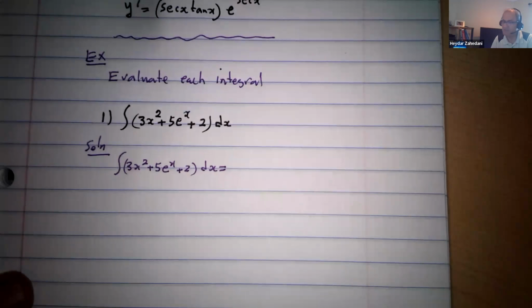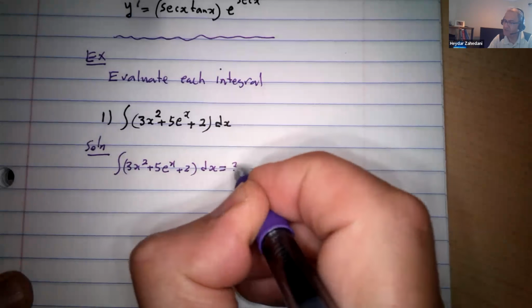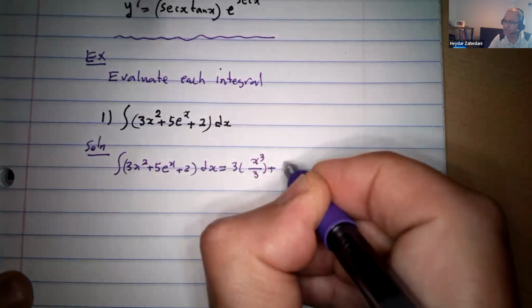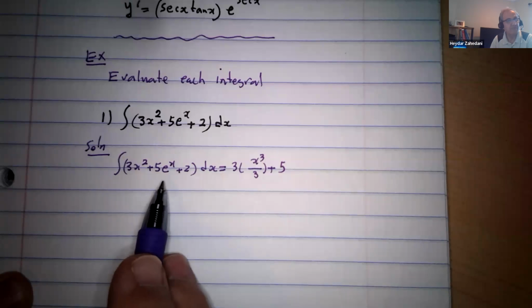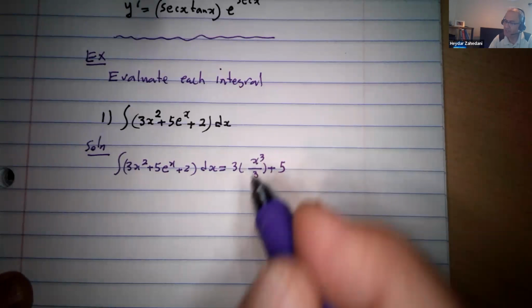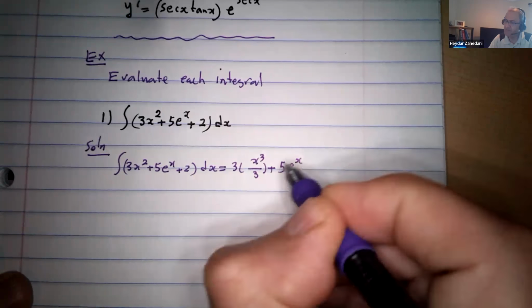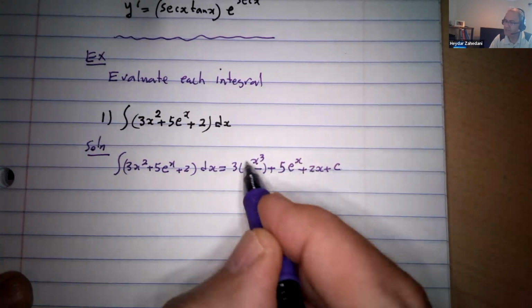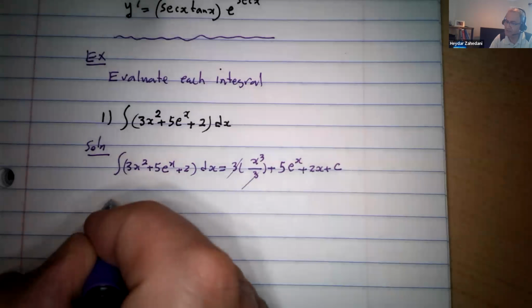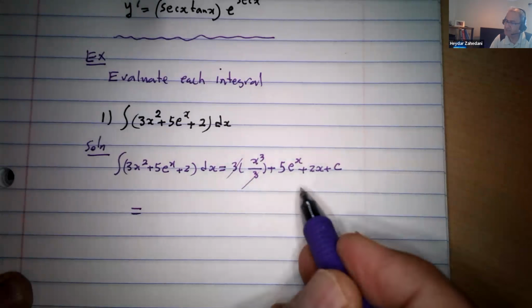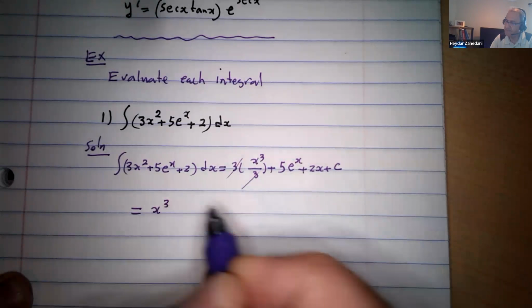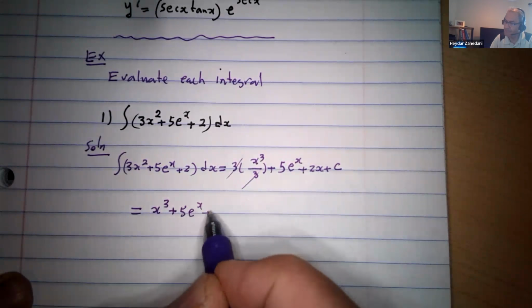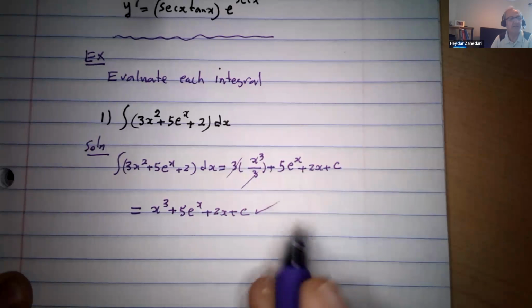the first one. That's it, 3x squared, you know that. It is going to be 3, one up, x cubed over 3, plus 5 times the integral of e to the x, which is just e to the x. E to the x never changes. So that gives e to the x. And the integral of 2 would be 2x plus the constant c. These two will cancel out. So the result is going to be x cubed plus 5e to the x plus 2x plus c, the final answer.